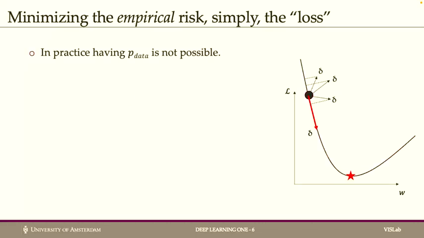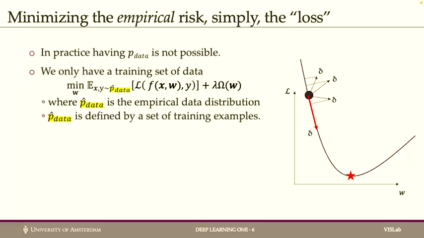This approximation is, in practice, the training data set, as I mentioned. So it would look like this. Pretty much everything is the same, except that now we have this p hat data as an approximation given by the training examples. And now we're minimizing the empirical risk because that's what we will see. And we'll get back to this omega term at a later stage.